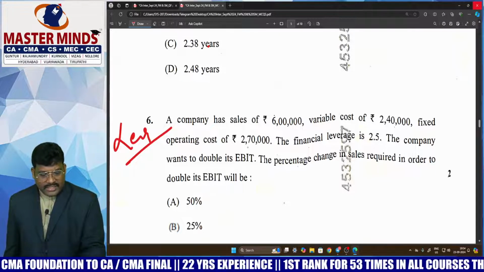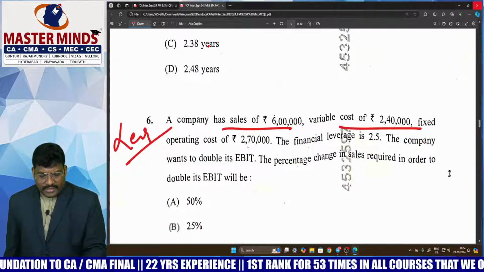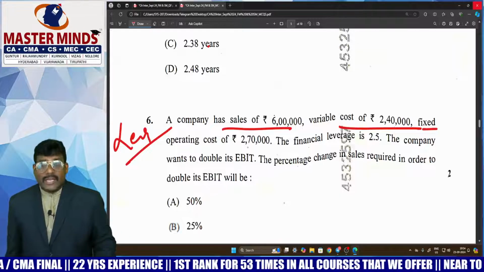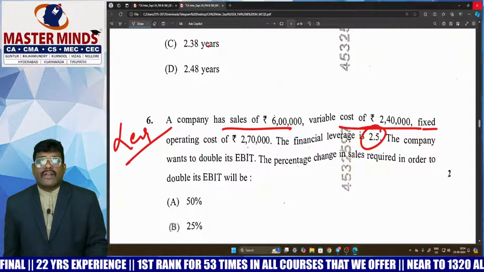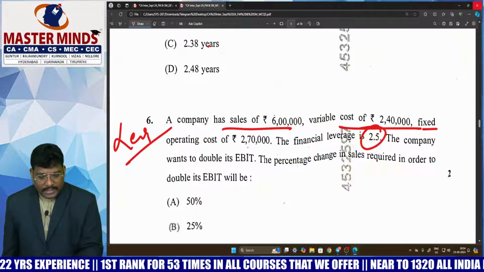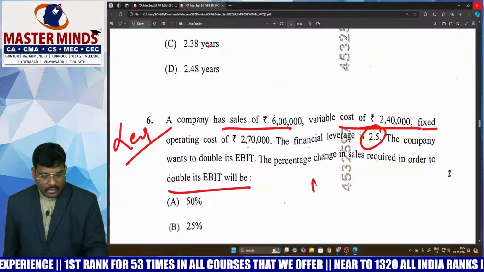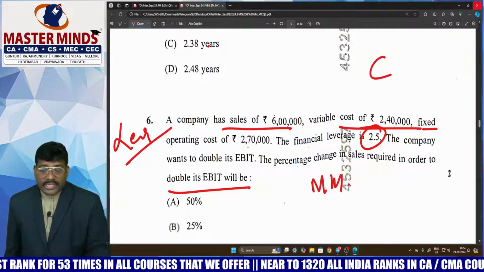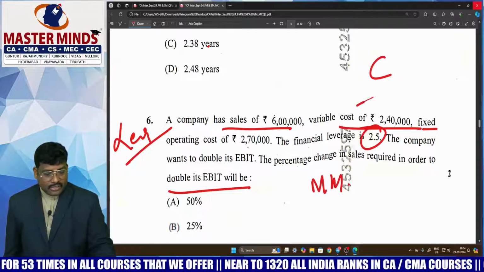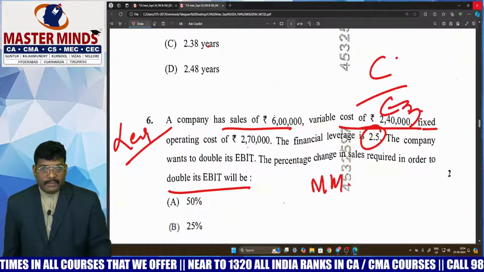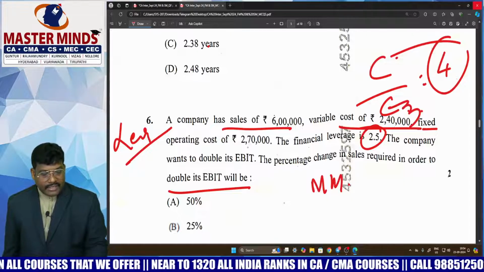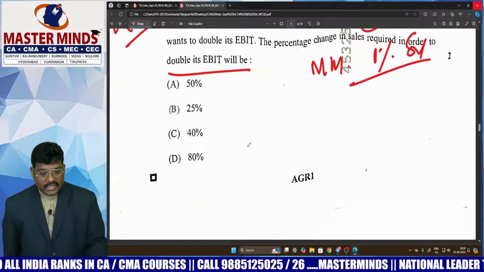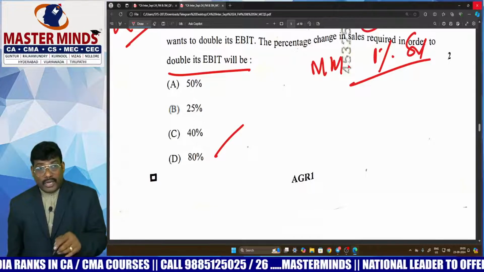The second one was extracted from the chapter called leverages. Here the sales, variable cost and fixed cost are given. Sales minus variable cost gives contribution, contribution less fixed cost gives the EBIT. Financial leverage is also given, and the company wants to double its EBIT. Such a model problem is covered in our MM material. Contribution divided by EBIT gives the operating leverage, and with the support of operating leverage you can easily calculate. This model problem is covered in our MM material.